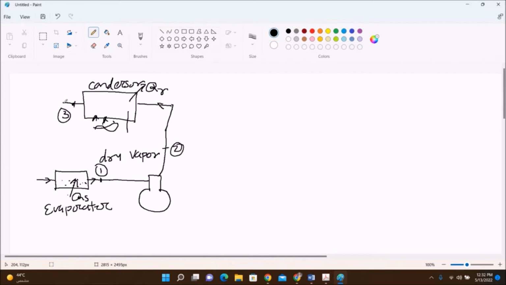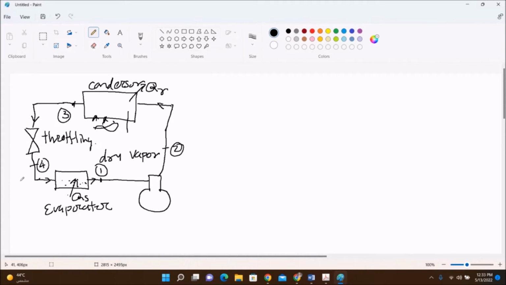So this complete liquid, high pressure liquid, has its pressure dropped in a throttling valve. So this is a throttling valve. The capillary tube is used in a household refrigerator. So this throttling valve will drop the pressure. So when pressure is dropped, some liquid will flash. Some liquid will flash and it will form a liquid vapor mixture. So here we are getting a liquid vapor mixture.